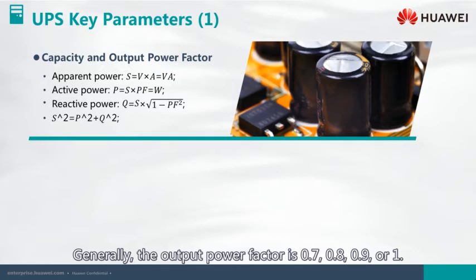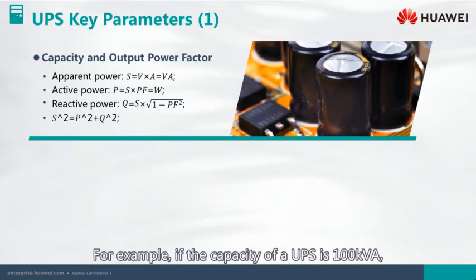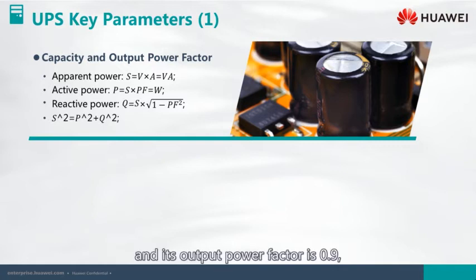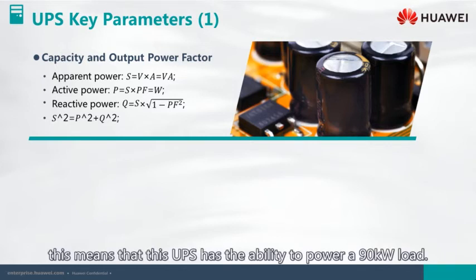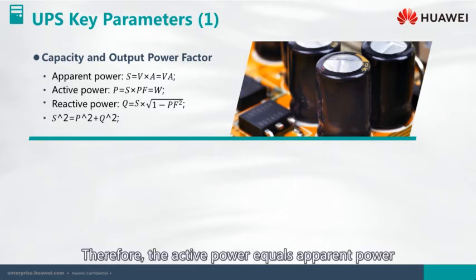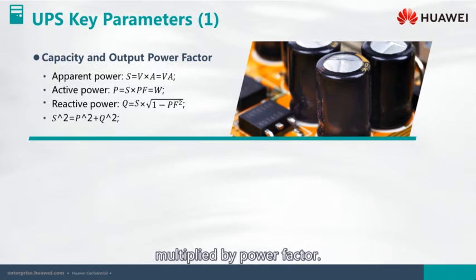0.9, or 1. For example, if the capacity of a UPS is 100 kilovolt amperes and its output power factor is 0.9, this means that this UPS has the ability to power a 90 kilowatt load. Therefore, the active power equals apparent power multiplied by the power factor.